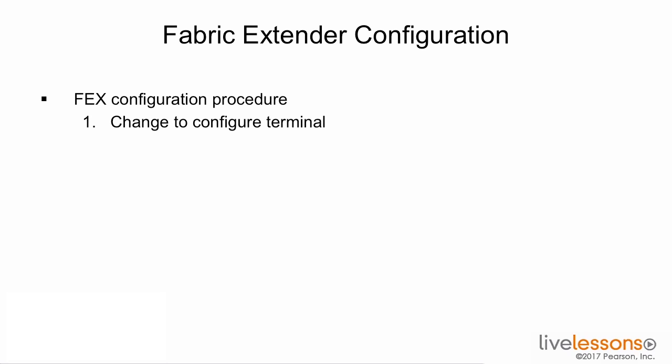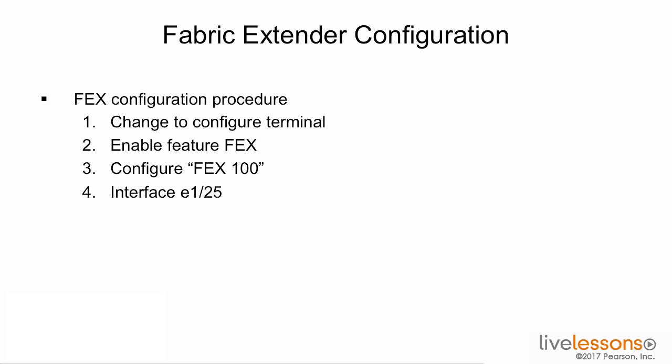First thing we're going to do is change to configure terminal so that we can make changes to the device. The second thing we're going to do is enable the feature FEX, because without enabling the feature, we won't be able to issue the commands to manage and operate the FEX. Third thing we need to do is actually assign the FEX a number that will identify the FEX. Fourth thing we need to do is go to the interface where the FEX will be attached and configure that interface to accept a fabric extender connection.